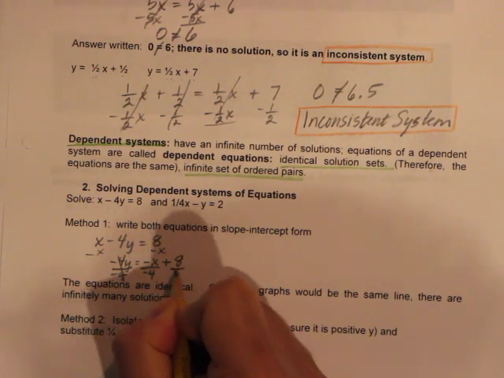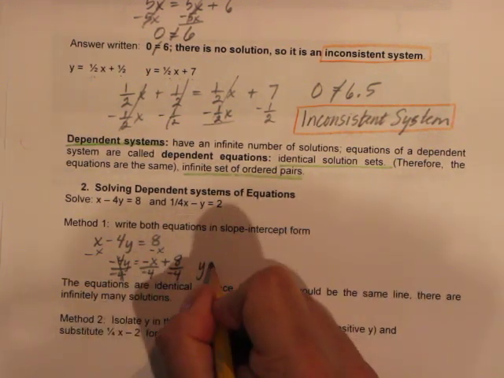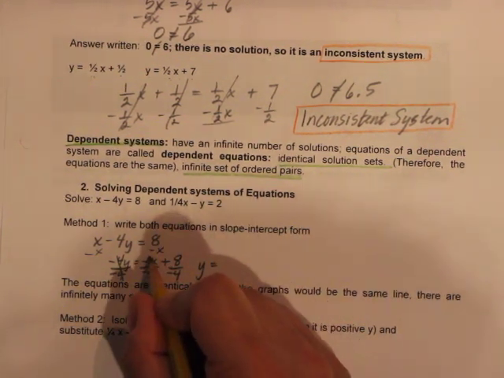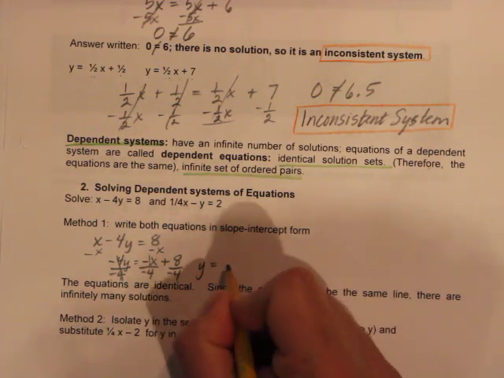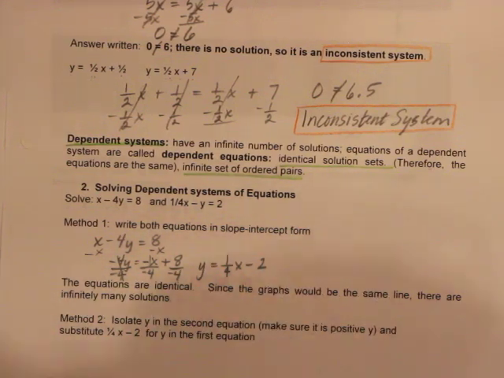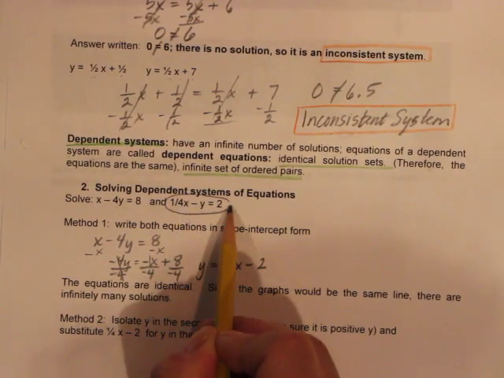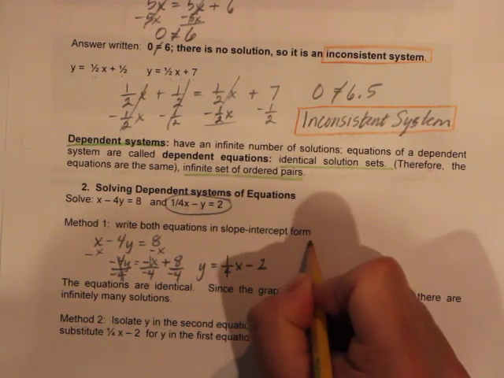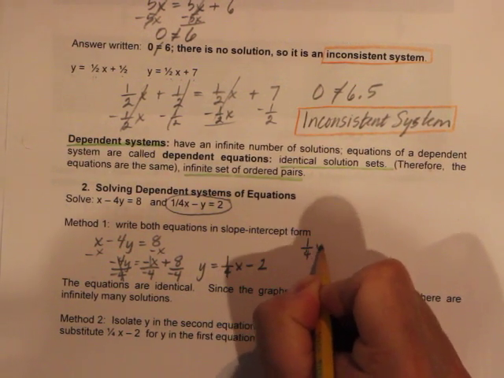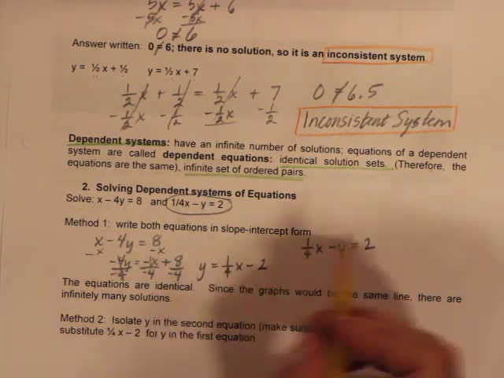Divide by negative 4 to get y by itself. Divide this by negative 4. Divide this by negative 4. And I'm going to end up with y equals, remember there's a 1 here, 1/4 x minus 2. Great. Let's take a look at the second equation. Here's my second equation: 1/4 x minus y equals 2.